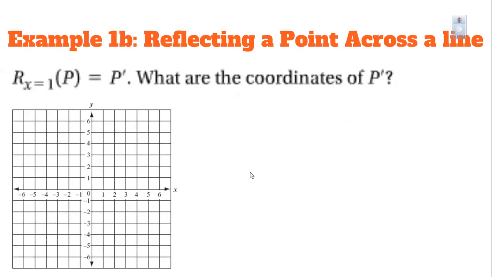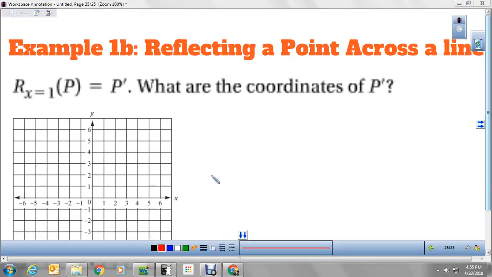Okay, let's take the next one. Reflection across the line x equals 1 for point P to P prime. What are the coordinates of P? Once again, we'll use the same points we had before. We start off with 3 and then 4. That's our point P. Then we reflect it across the line y equals 1, which puts it down here at 3, negative 2. This is point P prime.